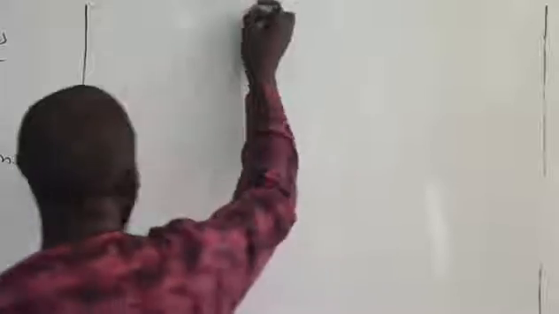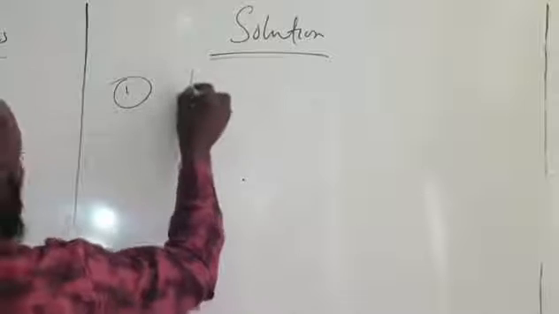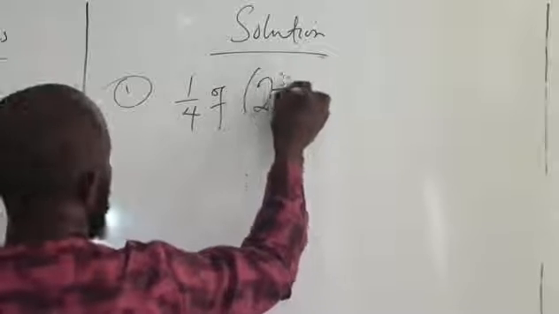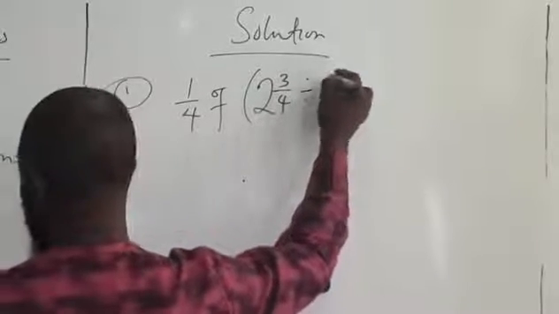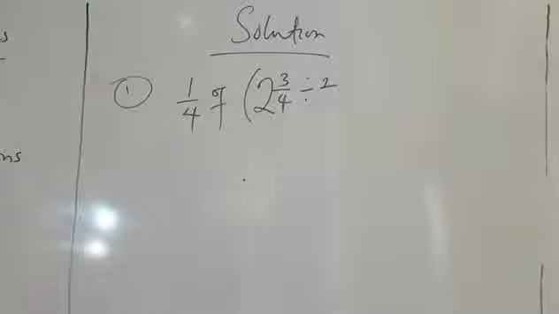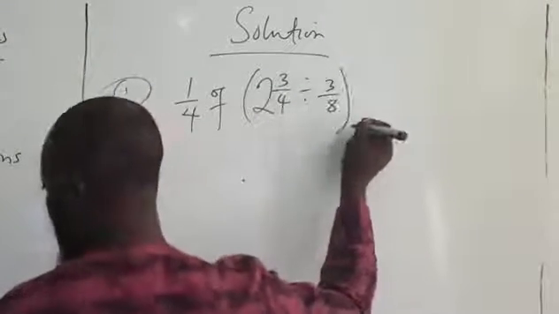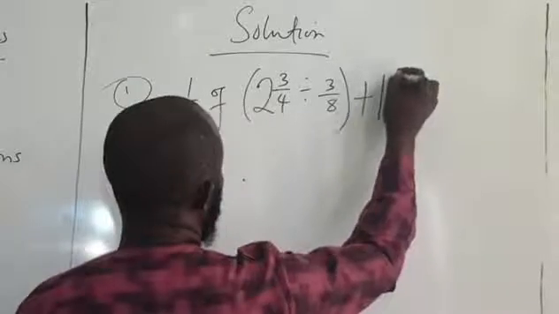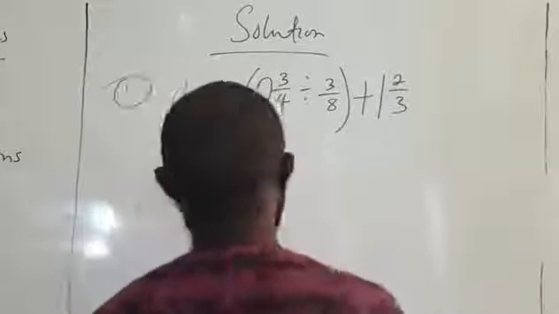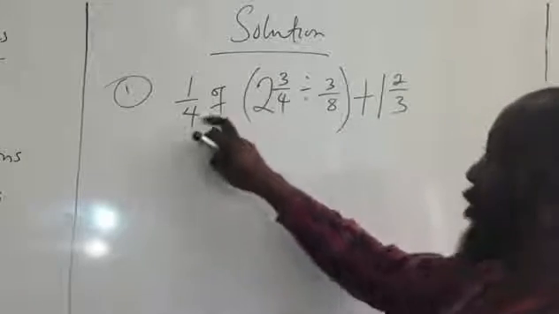So the first one we have here is this, right? The first one we have 1 divided by 1 over 4 of 2 whole number 3 over 4 divided by 2 over 8. This is supposed to be 3 over 8. Sorry for that. 3 over 8. And then plus 1 whole number 2 all over 3. Now, what you notice here is that this question has division, multiplication, and times.